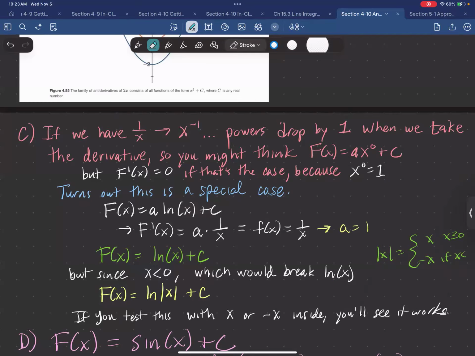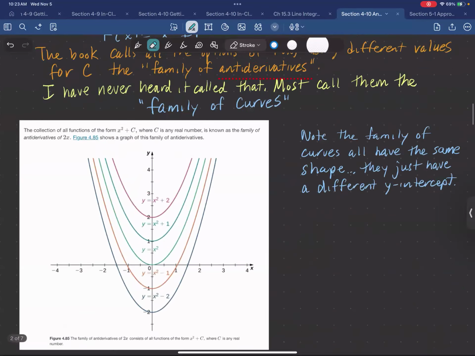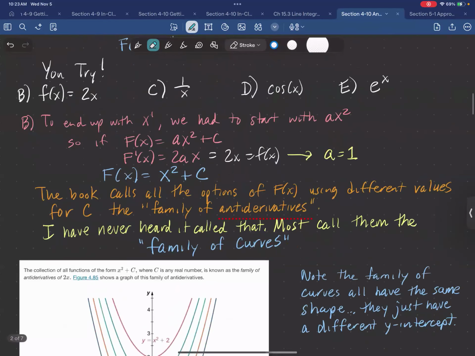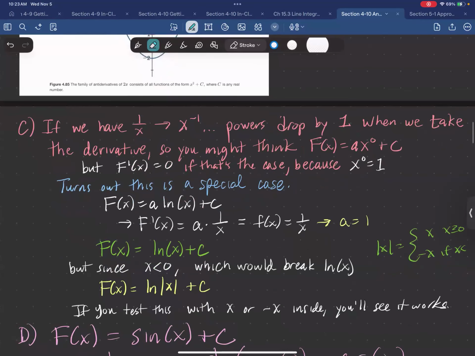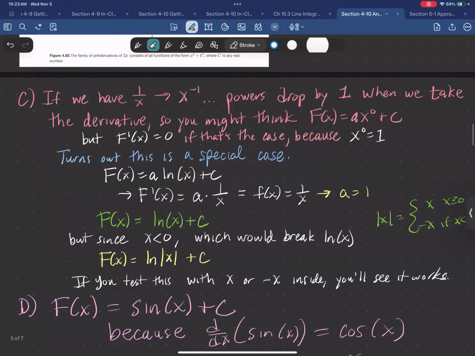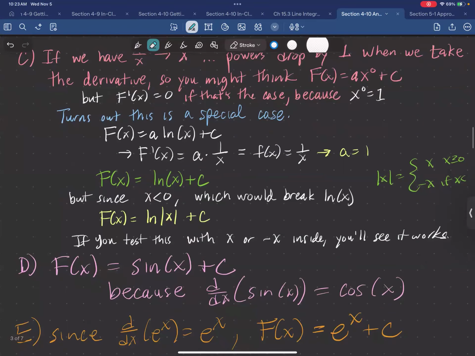The other ones you did, we had cosine x and e to the x. Sine x has a derivative of cosine x, so the original function must have been sine x. If you went back and did it, e to the x is its own derivative. So the antiderivative should be e to the x as well. Don't forget your constant of integration on both of these.